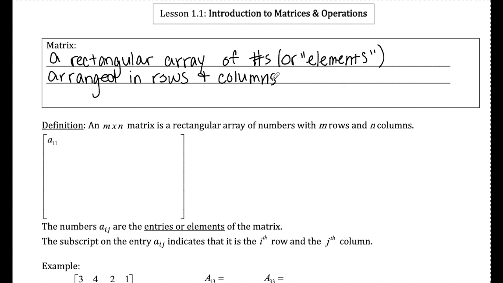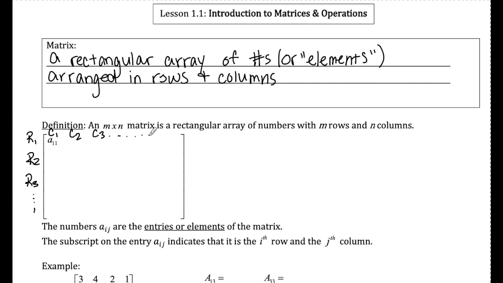So when I count, my rows are going to start from the top of the matrix and work their way down. So this would be row 1. The row below it would be row 2, the row below that would be row 3, etc., all the way down to the bottom of your matrix. The columns go from left to right. So this would be column 1, column 2, column 3, all the way across.